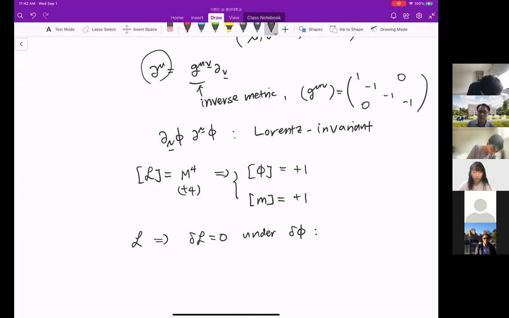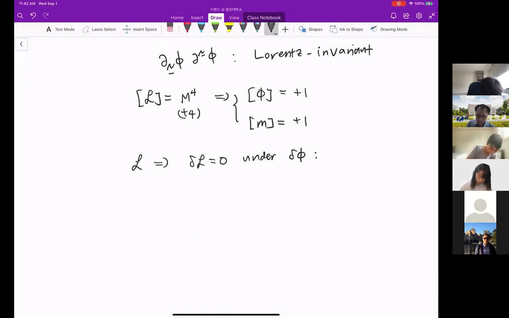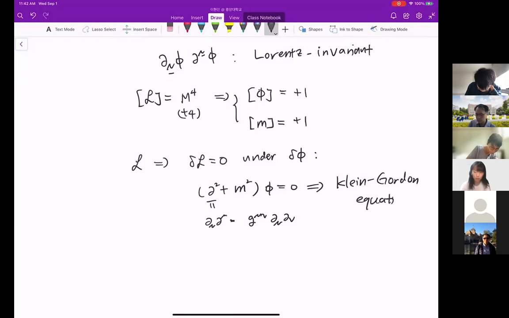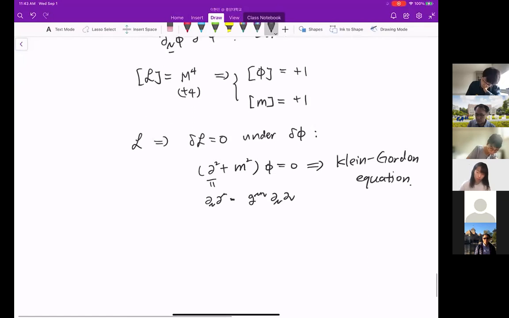Just for completeness, for this Lagrangian, if you vary it, you obtain the classical equation of motion by the variational principle. Here is the four-dimensional Laplacian operator, with g mu nu. We call this the Klein-Gordon equation. The Klein-Gordon equation is very important.